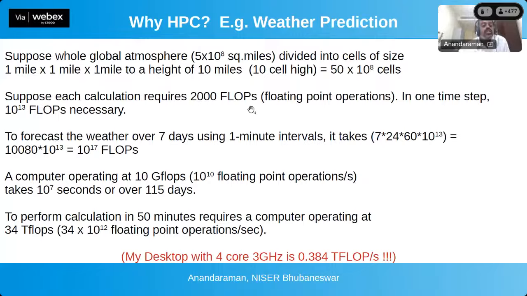Each cell calculation requires 200 floating point operations. In one time step, we need 10 to the power 13 floating point operations. To forecast the weather over 7 days using a 1 minute interval, for every 1 minute interval I am doing the calculation for each cell.